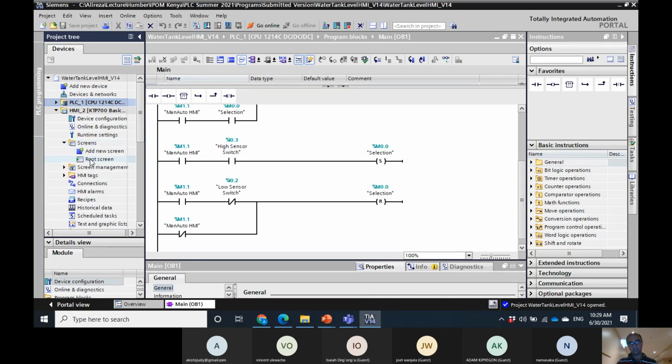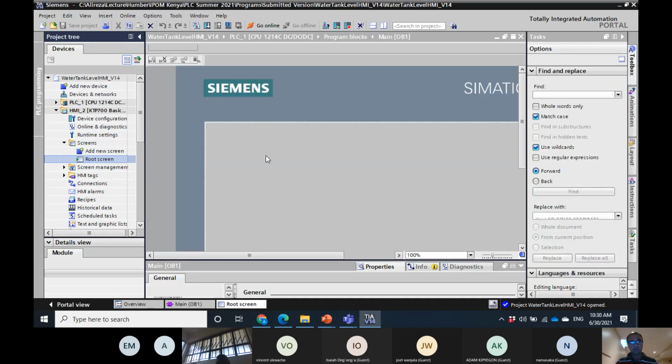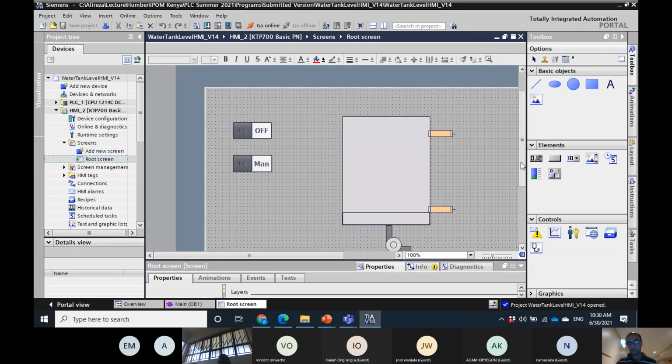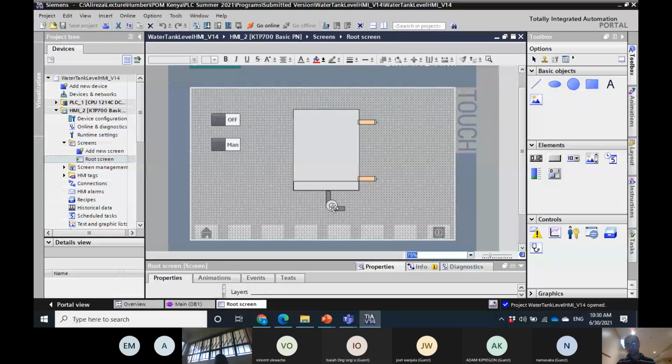And this root screen, okay, this root screen is the root. Of course, you may have more screens. Okay, here you can see the screen. This is where we build the screen. Any questions? Okay, this is the screen.